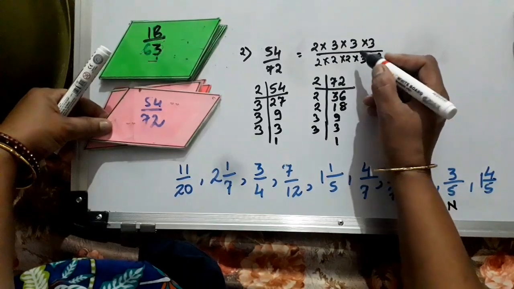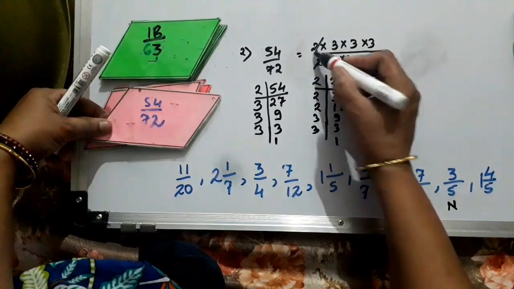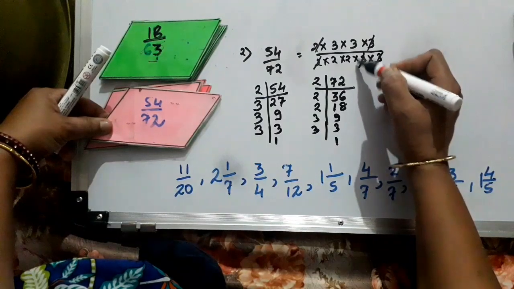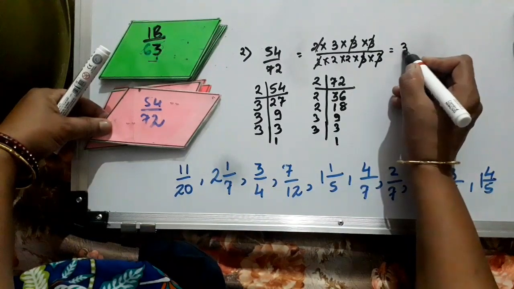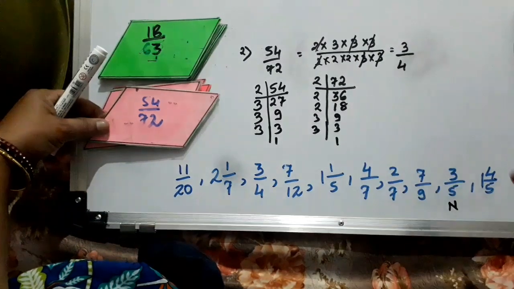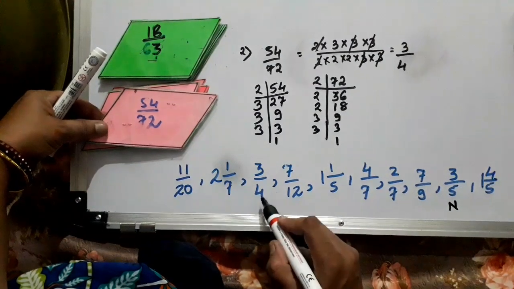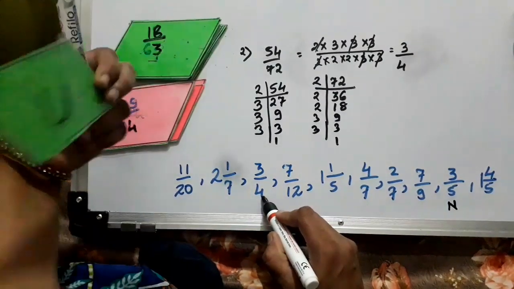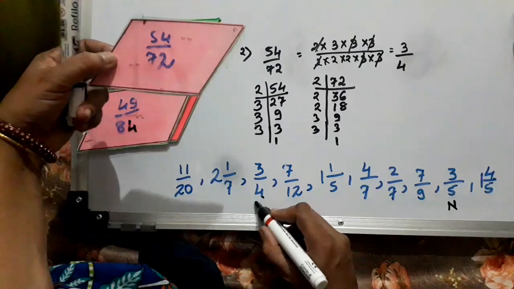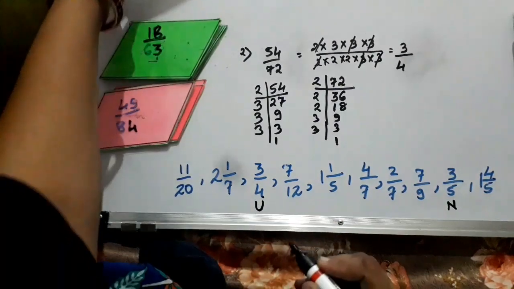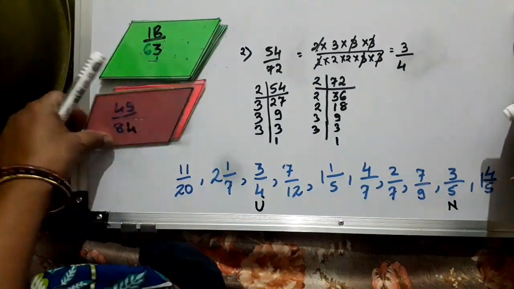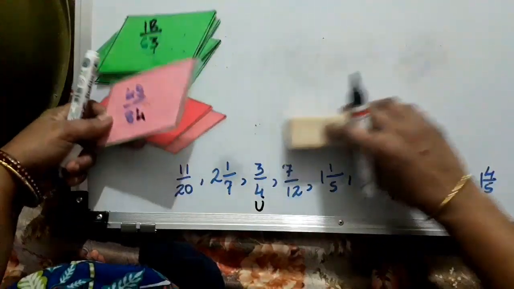Now cancel off the common factors. 2 is common, 3 is common, 3 is common. So here we have 3 upon 4. Now 3 upon 4 is here and the letter is U. So I will write here U. Let's go with the third question.